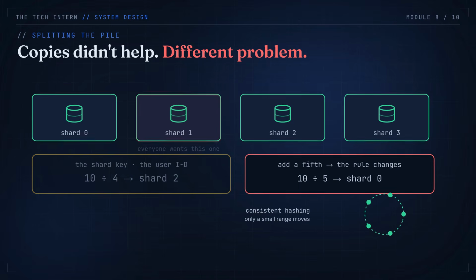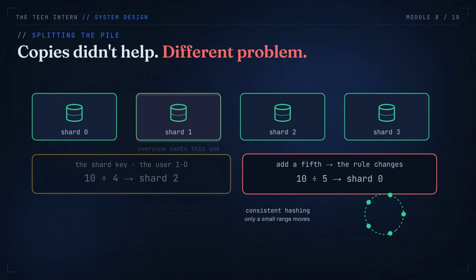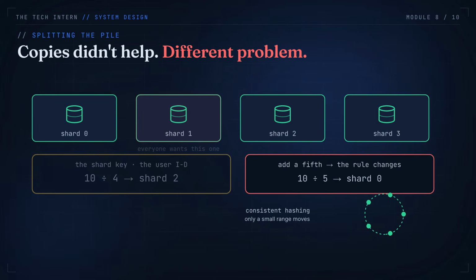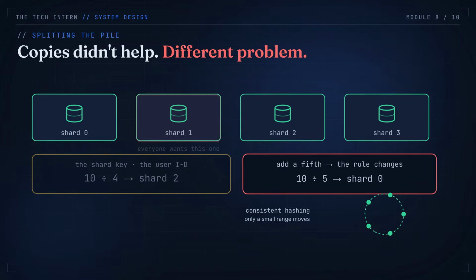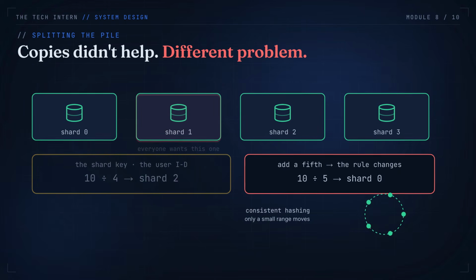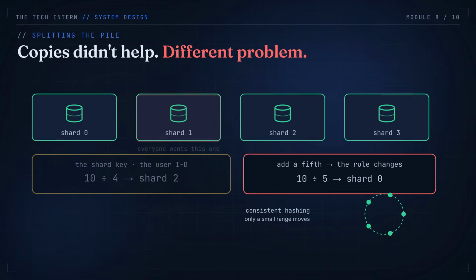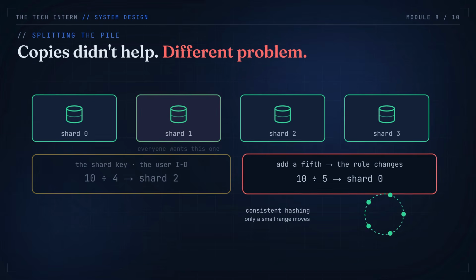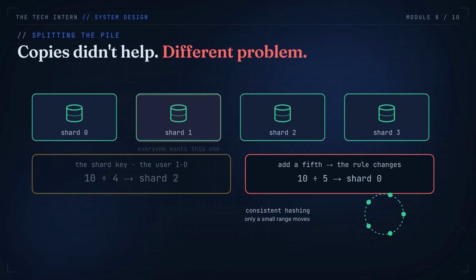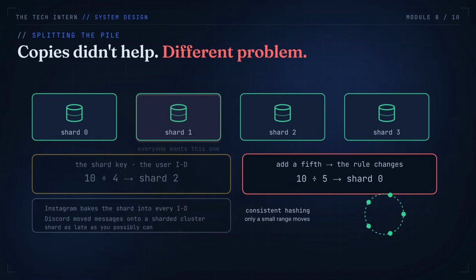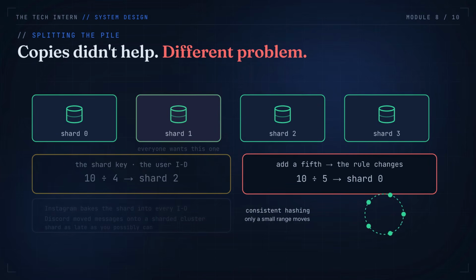The industry fix for that is called consistent hashing. The details are a topic of their own, but the idea is simple. Arrange things so that the rule doesn't depend on the total number of shards. Add a fifth machine, and it takes over a small range from one neighbor. And everybody else is untouched. This is real, by the way, and it's how the systems you use are built.